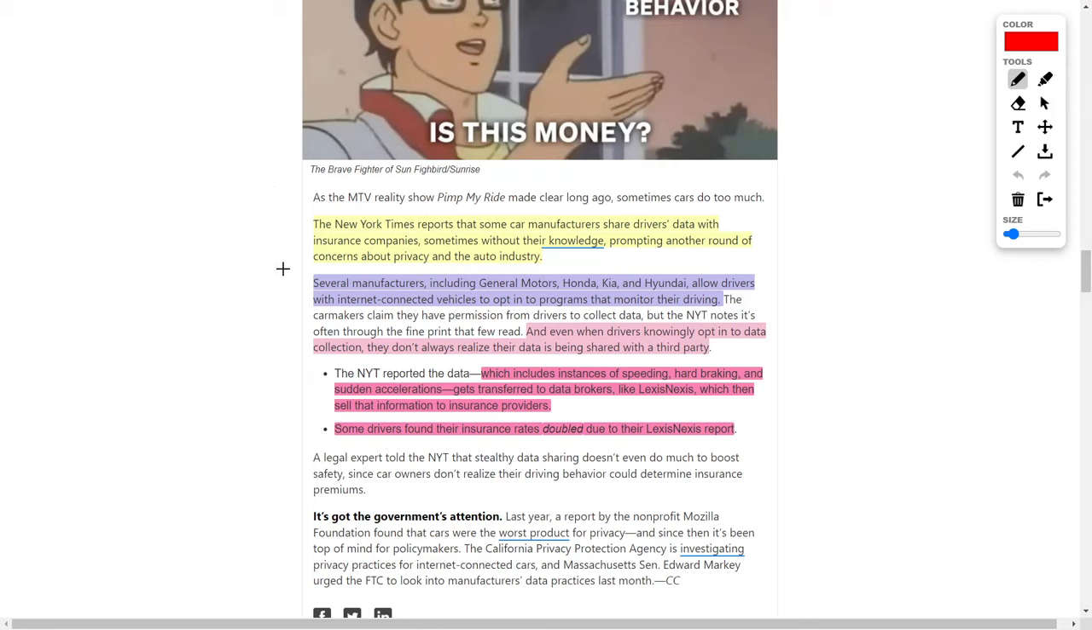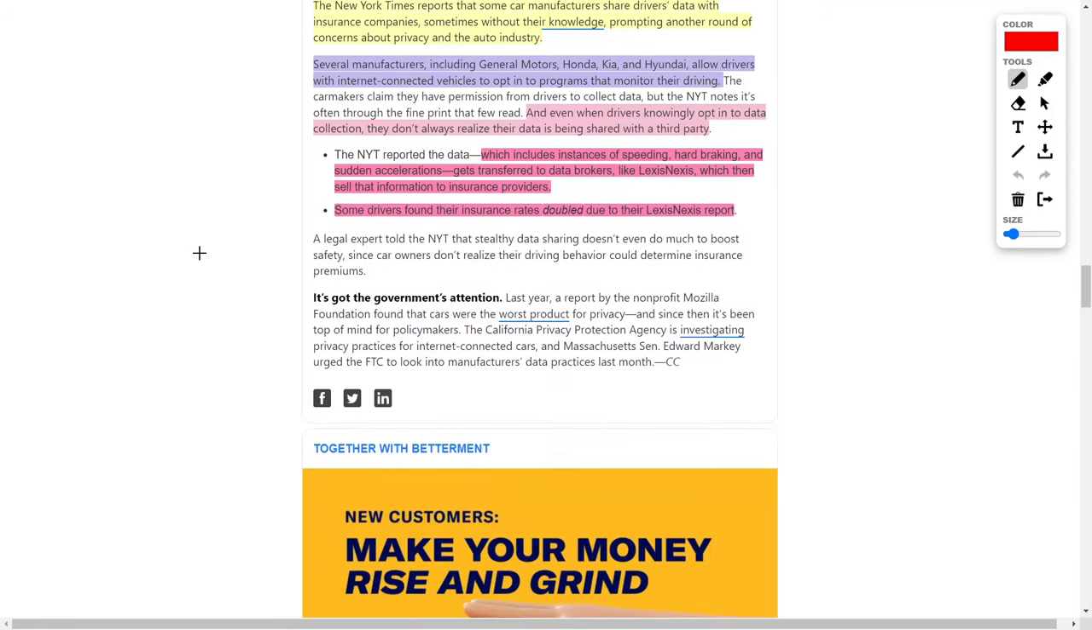According to this source, there are various vehicle manufacturers, including the likes of General Motors, Honda, Kia, and Hyundai, which allow their drivers with internet-connected vehicles to opt into various programs that monitor their driving. This data is then collected and sent over to third parties and insurance companies to potentially, quote-unquote, give people cheaper rates, but actually the opposite has happened. Due to this, some drivers found that their insurance rates have actually doubled in price.